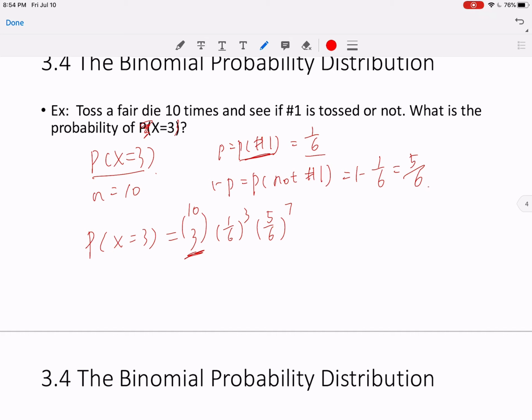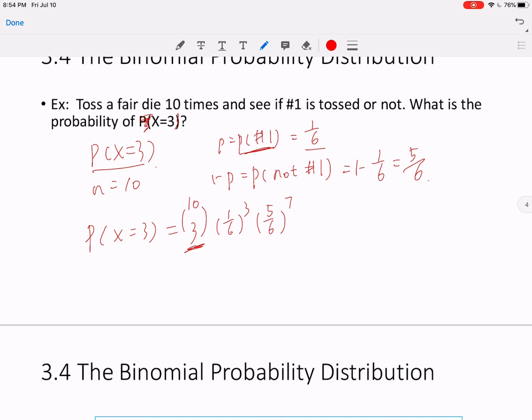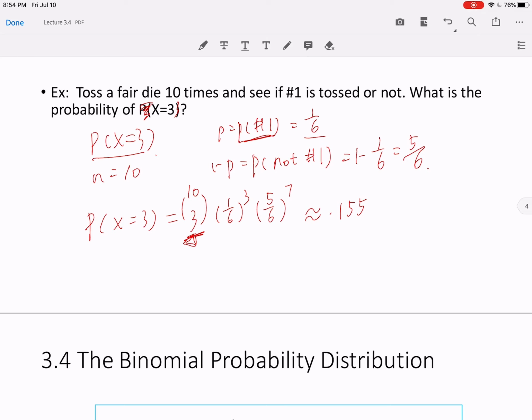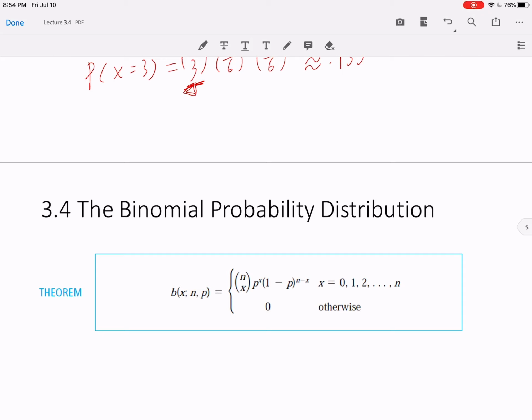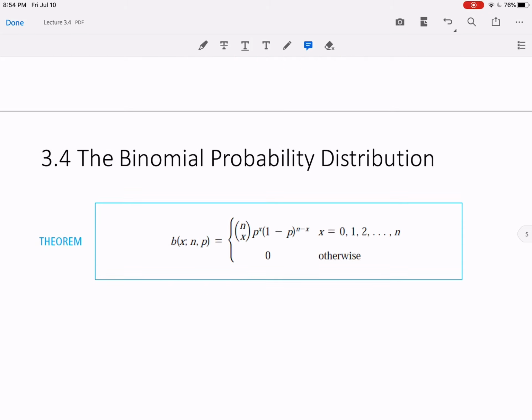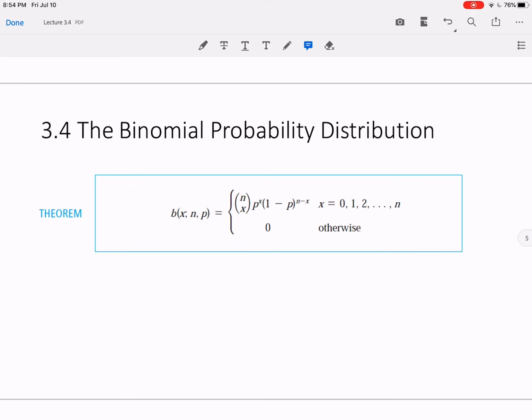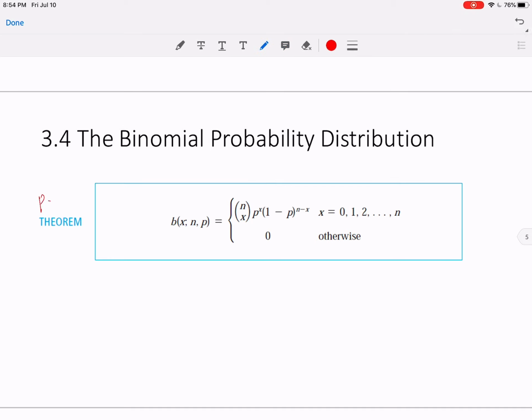Okay, so if you type this in your calculator, you will have this approximately equal to 0.155. Okay, so this part, n choose 3 over here, is very important, because we're going to have different combinations. We're going to have a bunch of different groups that will give us 3 ones and 7 of them are not ones. Okay. All right. Once this makes sense to you, we're going to talk about the theorem here, the PMF of a binomial distribution, PMF theorem.